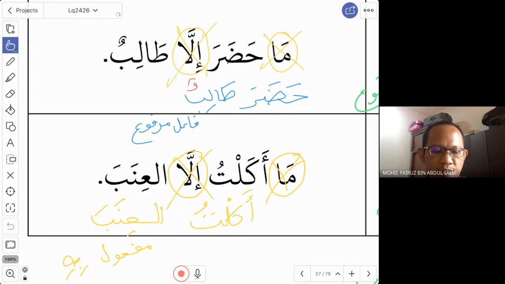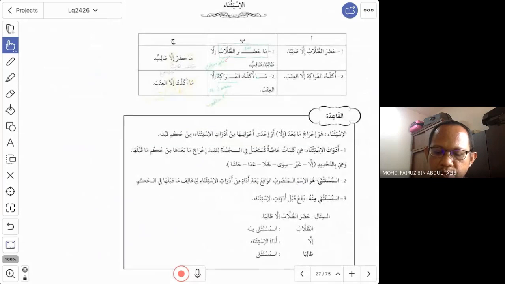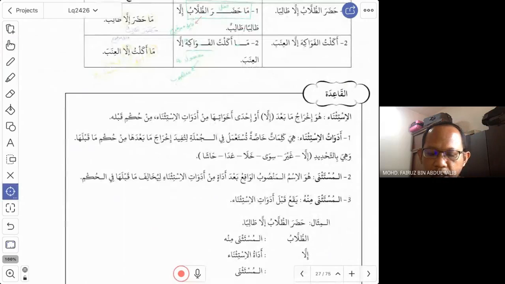What is mustasna minhu? If you look at this mustasna minhu, of course, here they just mentioned that mustasna minhu yaqa'u qabla adawatil istisna. It is positioned before the adawatil istisna, where this is not the 100% correct definition of mustasna minhu. When you say before, these two words are before. Hadara is also before mustasna minhu. Ma is also before mustasna minhu, right?